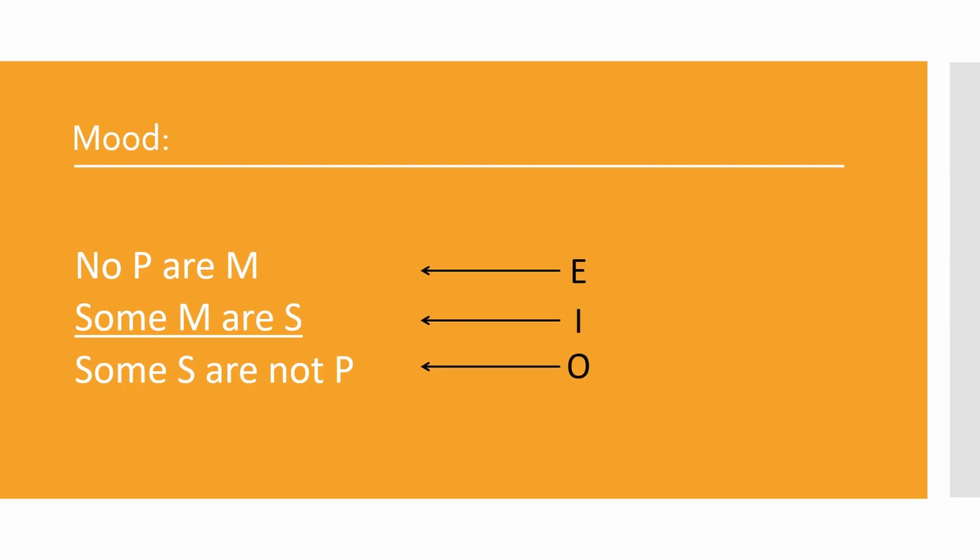The mood of an argument is simply determined by looking at your quantifier for each statement, both premises and the conclusion. And what you do is simply assign to it the letter designation that goes with that specific quantifier. So notice no claims are E claims, some claims are I claims, and some are not claims are O claims. And so the mood of this argument would simply be EIO. And notice that the mood is listed in order of the major premise, minor premise, and conclusion. So EIO is essentially the mood of this argument. The major premise is an E claim, that is a universal negative. The minor premise is an I claim, a particular affirmative, and the conclusion is an O claim, a particular negative.